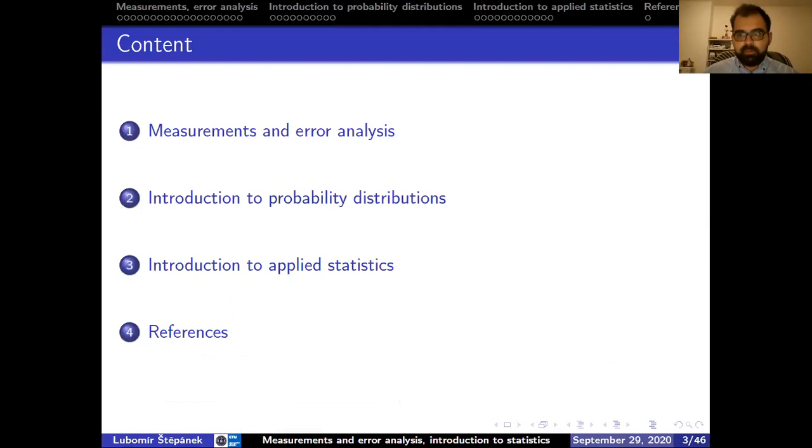Okay, so let's have a look at the outline of my lecture. The first part will be dedicated to measurement and error analysis, something very close to applied biophysics and applied physics in general. We are going to talk about the ways uncertainty in biophysics and physics in general is usually reported, for example, in your laboratory protocols and your laboratory work.